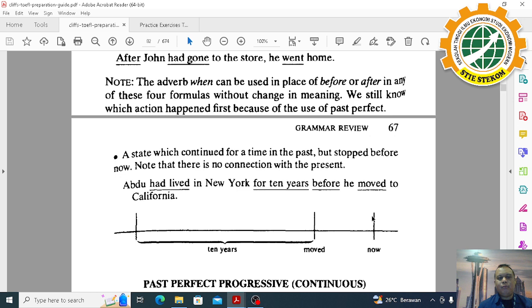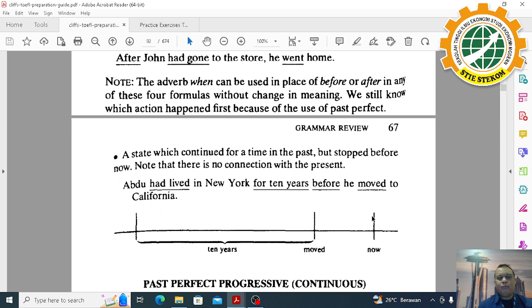So past perfect progressive continuous ya. Jadi ini Abdul had lived in New York for 10 years before he moved to California. So in 10 years, Abdul lived in New York, ya. And then dia move, ya. Dia move dari California. Jadi setelah 10 years dia pindah. Okay. Now is past perfect progressive sama.